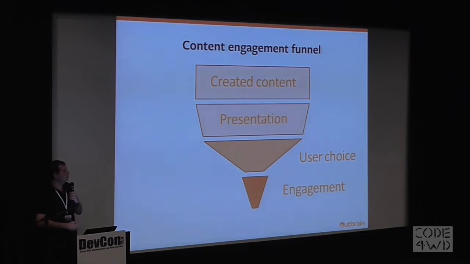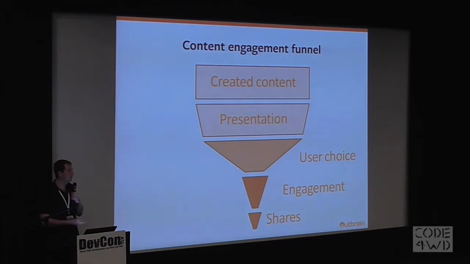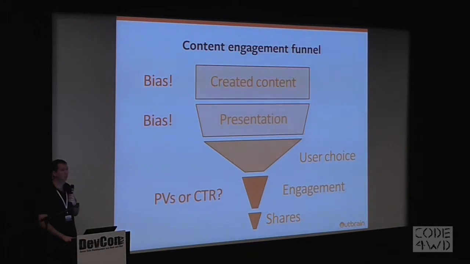And only then users encounter engagement, only based on those articles that they choose to enter. And shares enter the final funnel. So you cannot share something if you haven't entered it. So you have a bias here, you have a bias here, you have a bias here. You don't know whether to choose engagement as page views or CTR. Both of them suffer from biases. And finally, what we set out to examine was whether shares also suffer from the bias, which intuitively makes sense to you guys as well, that it does.